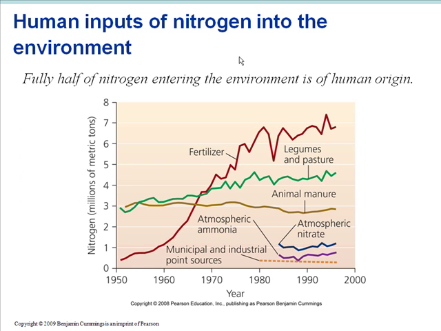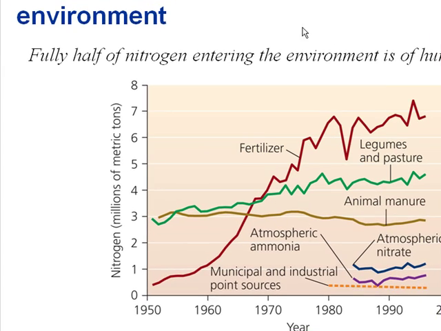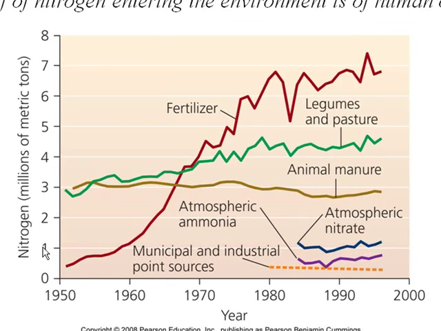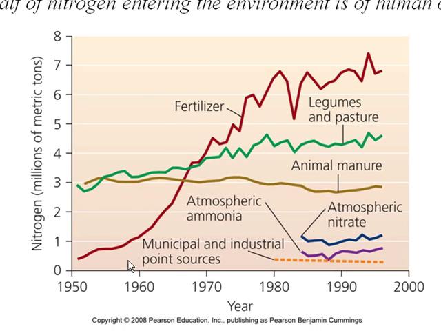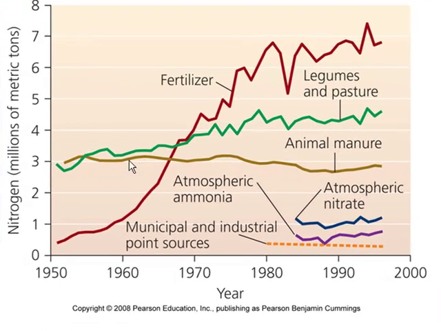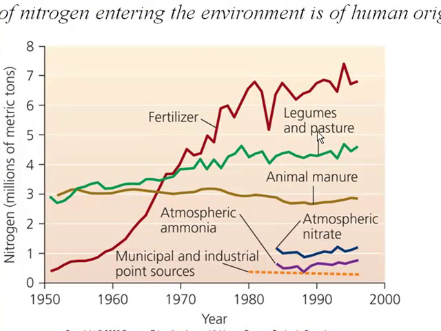Here's a graph showing nitrogen in millions of metric tons on the y-axis from 0 to 8, and down to the bottom it's year. And we've got some different sources of nitrogen here, and we can see that nitrogen from animal manure has stayed pretty stable. We've seen an increase in nitrogen fixation from legumes.